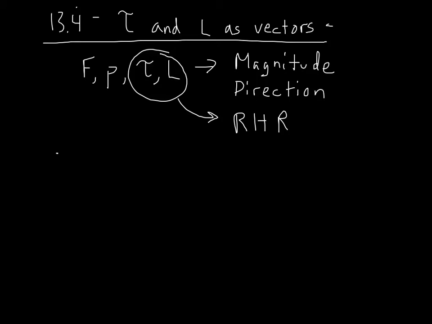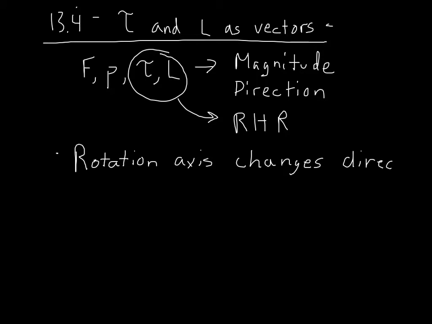This turns up in cases where the rotation axis changes direction. If you've ever seen a top spinning and the top starts to wobble, that rotation axis is changing direction. So we need to know how to account for this when we're working with torques and angular momentum.